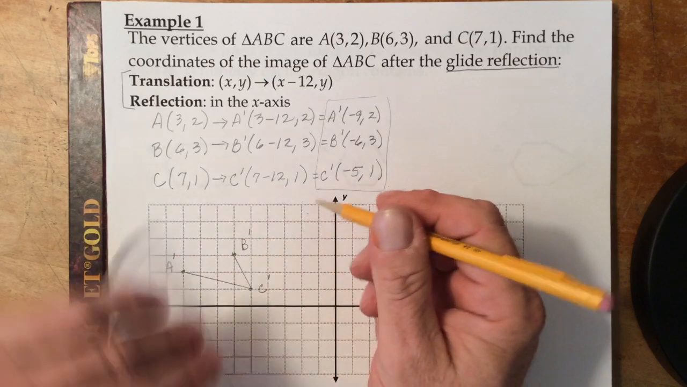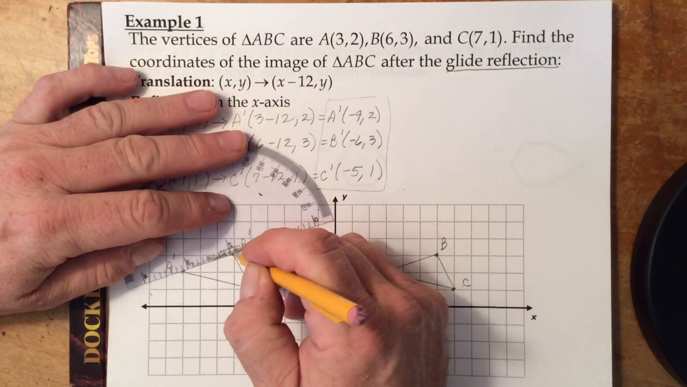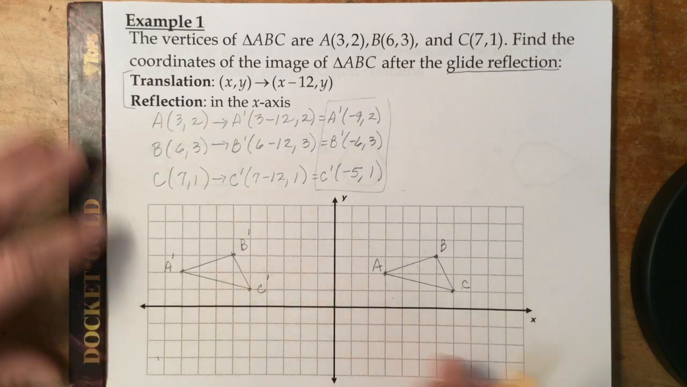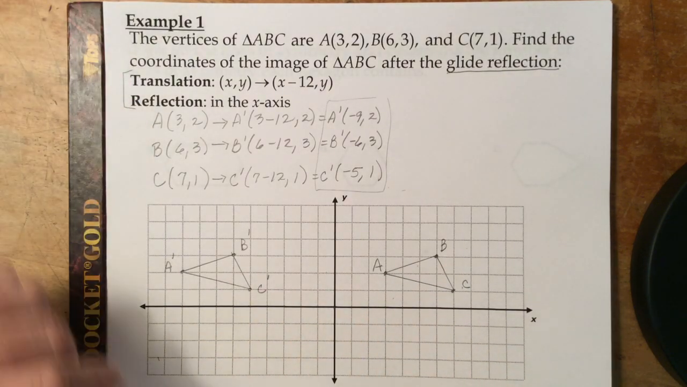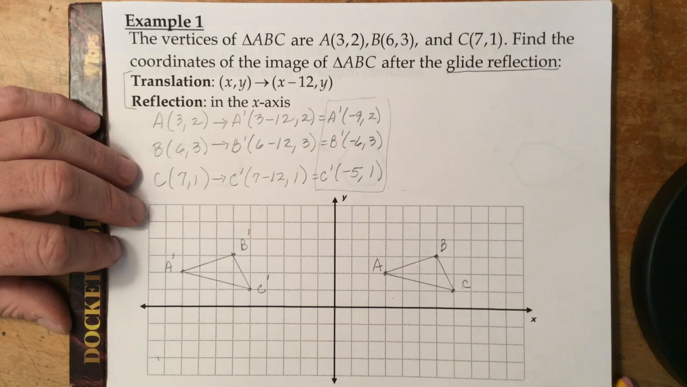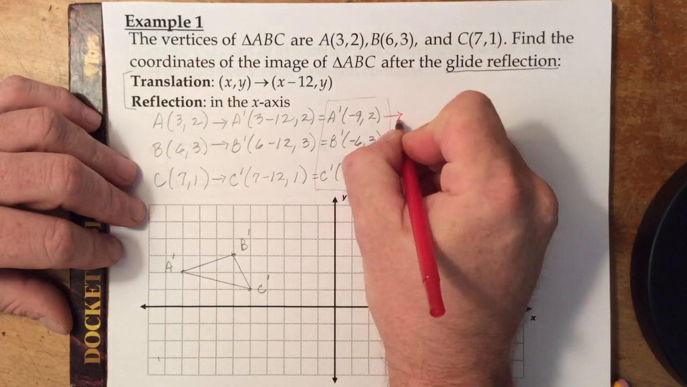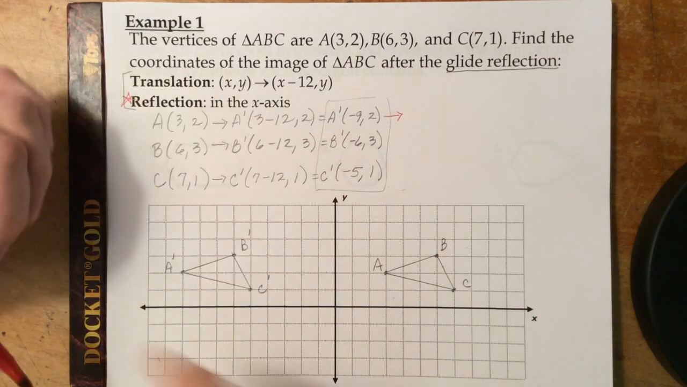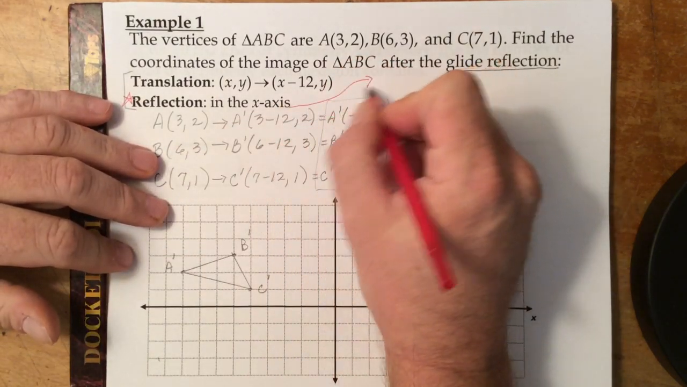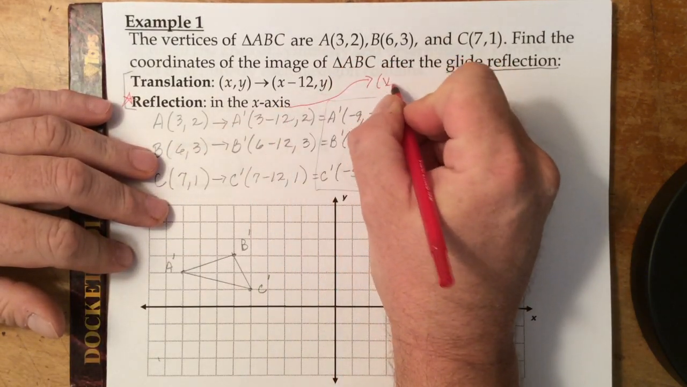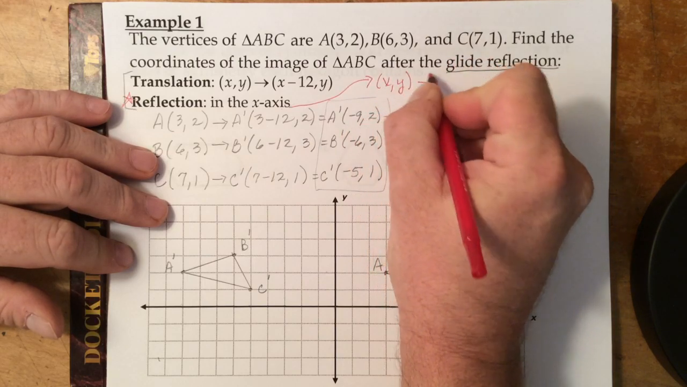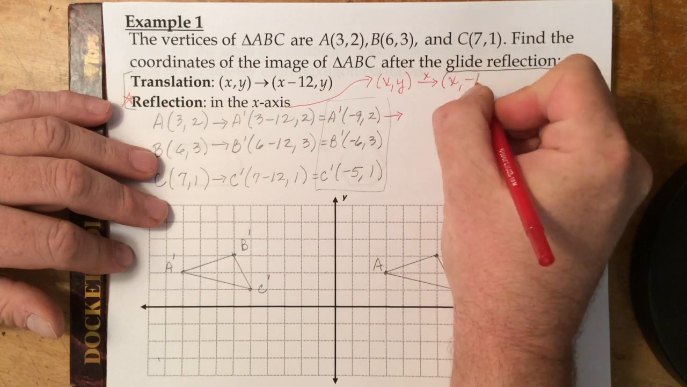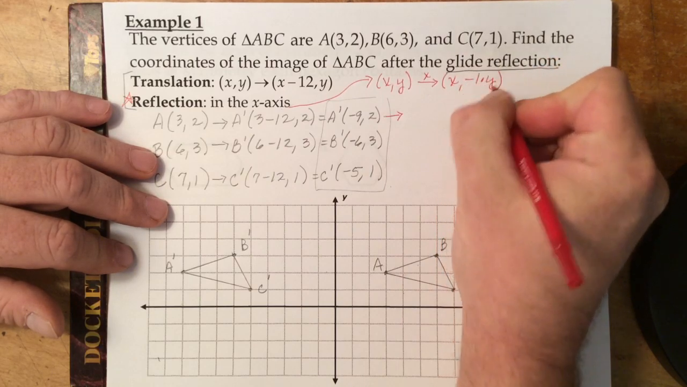This is the intermediate triangle before the final image. And there's been a slide. Translation. Then we perform the second one, the reflection. And remember, the reflection rule for over the x-axis is (x,y) such that x stays the same and y is multiplied by negative 1, or is negated.